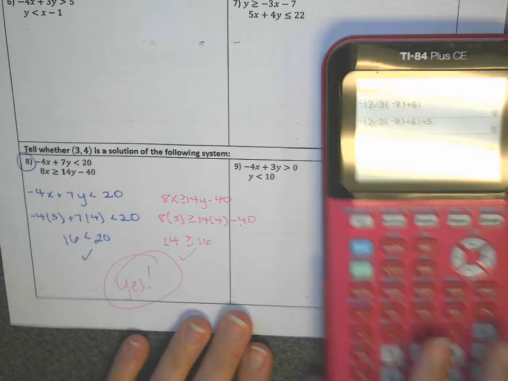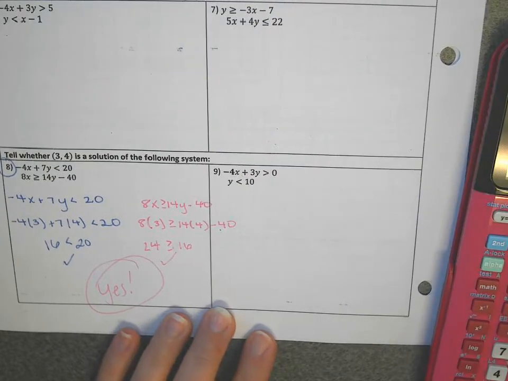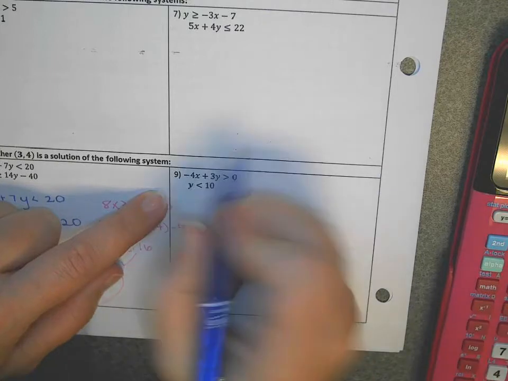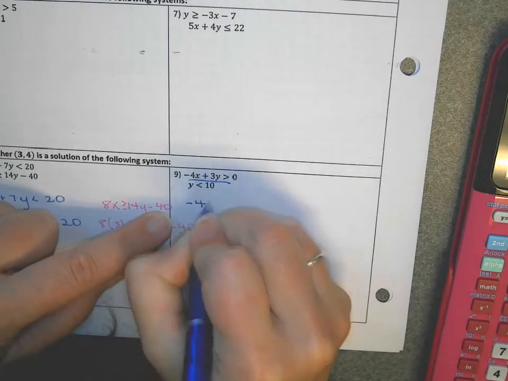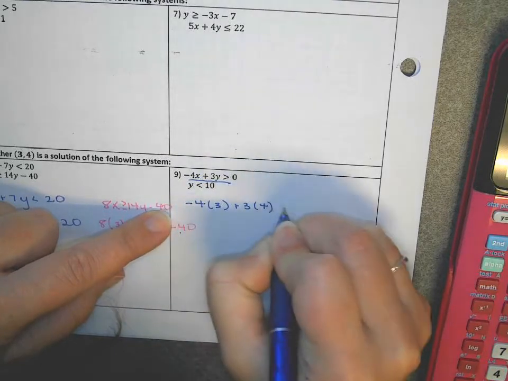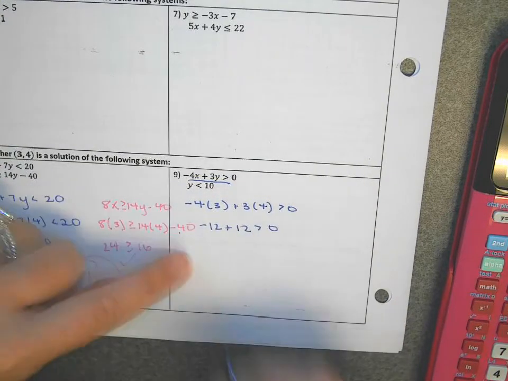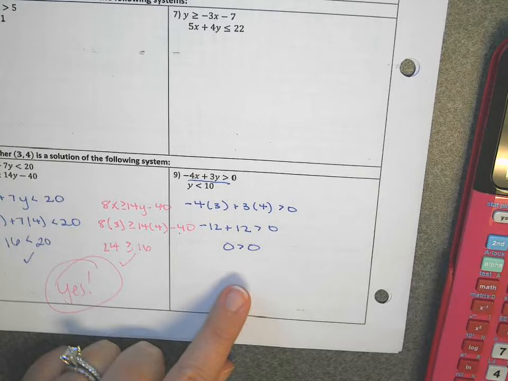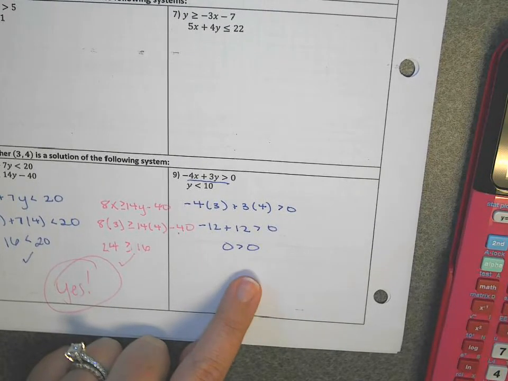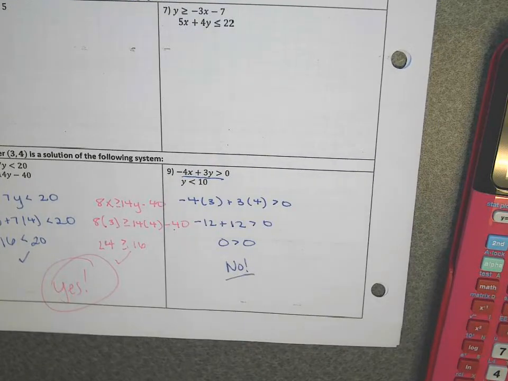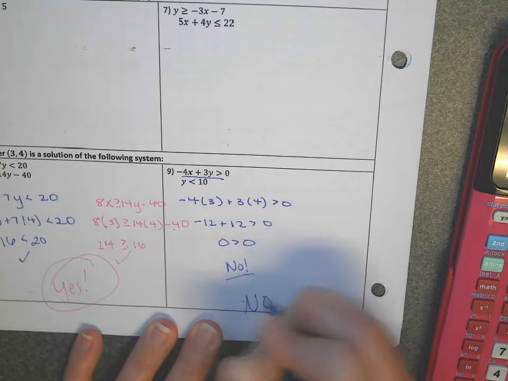Okay, I want to do the next one because there's something that I want to show you on that one. Number 9. When I plug into this first one, negative 4 times 3 plus 3 times 4 is greater than 0. I get negative 12 plus 12 is greater than 0, which is 0 greater than 0. Is 0 greater than 0? No. Do I need to move on if I've answered no? No, because the only way you can get a yes is if you answer yes to both. I don't care if it works for that second one, because this already tells me that your answer is no overall.